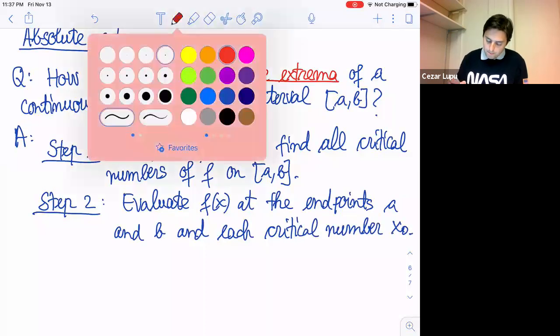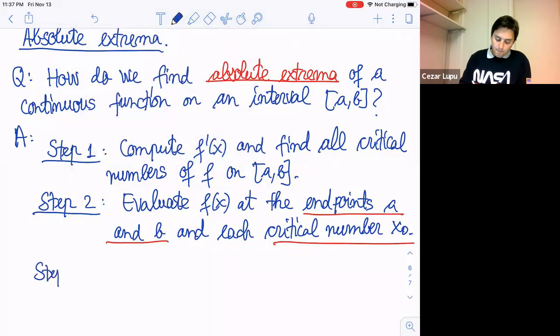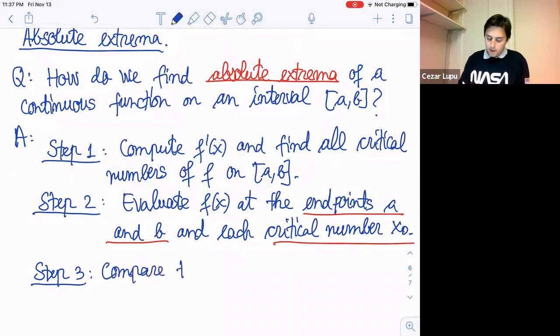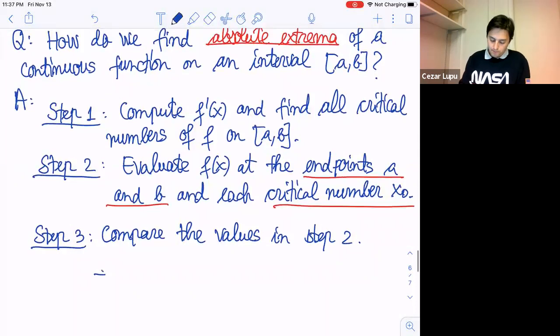In fact, let me stress this because it's important. And now step 3. We compare these values. So compare the values in step 2. We'll compare them in the following way.